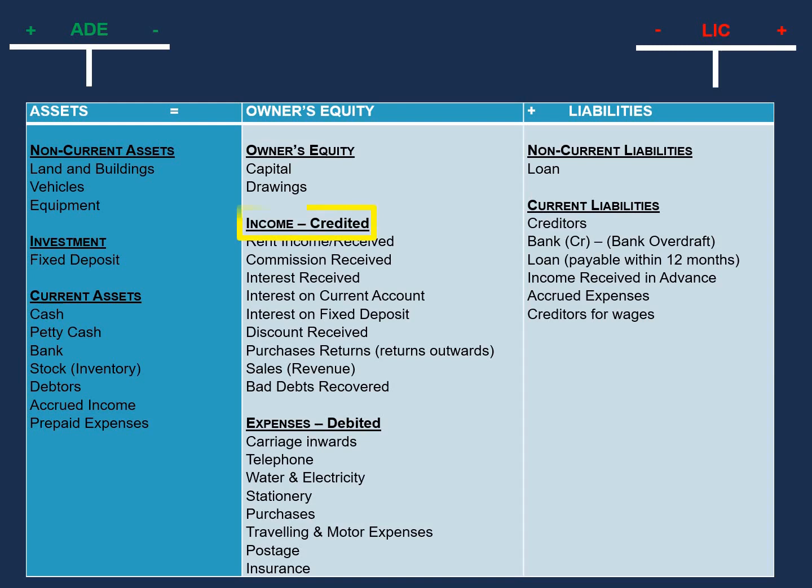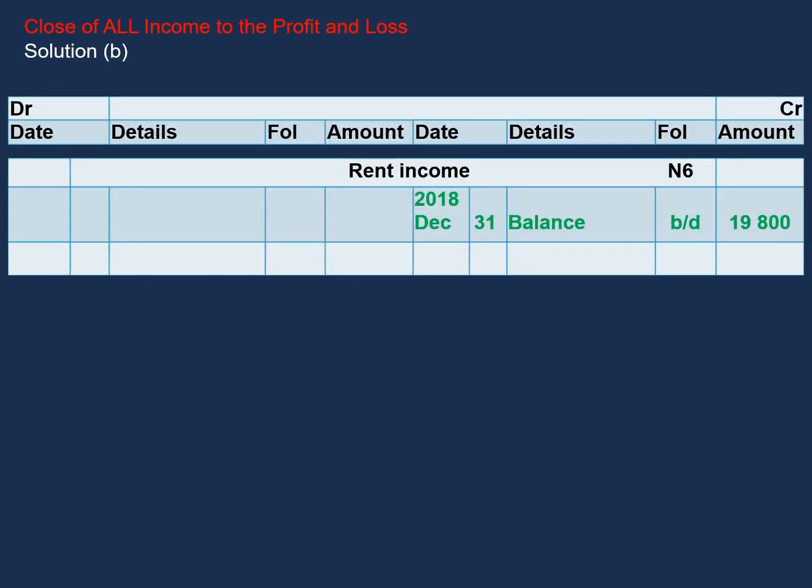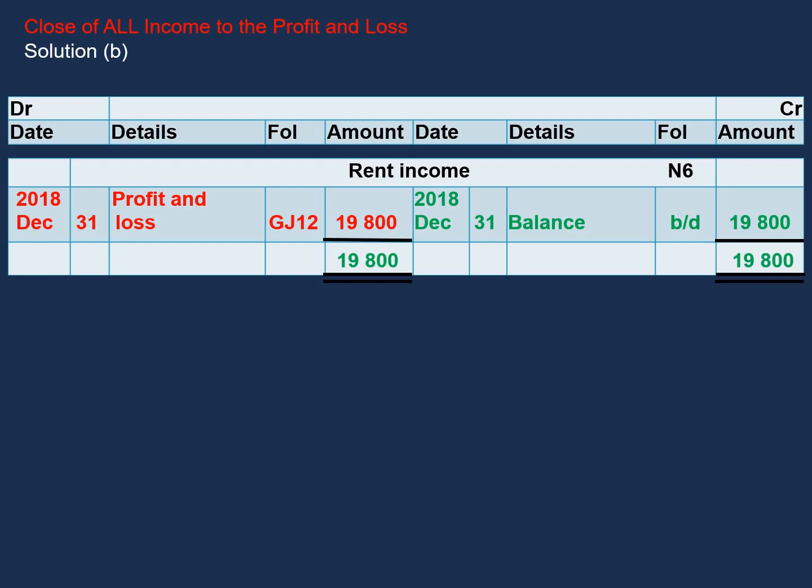Now remember, we are dealing with income, and since we are closing off our income accounts, that means we will post to our debit side, since our income decreases on the debit side. In our general ledger, our rent income has a balance brought down of 19,800, and to close off, we will debit our rent income with the same amount, and the description in the details column will be profit and loss. Also remember to total your rent income account.